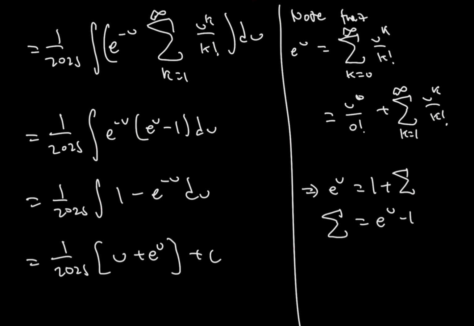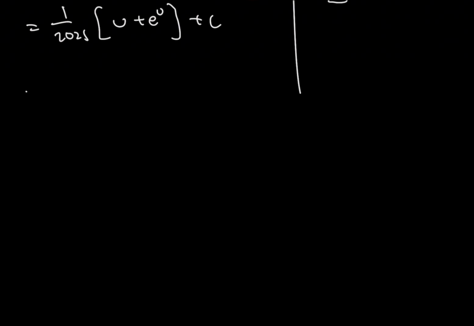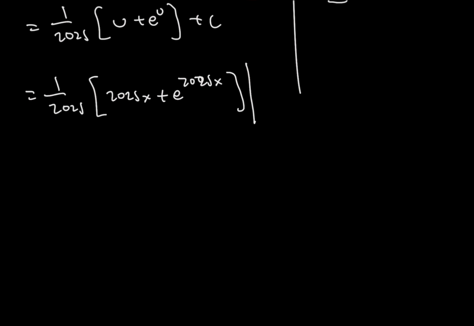Then from here we're pretty much done. Remember that u was equal to 2025x, so then our antiderivative is 1 over 2025 times 2025x plus e to the negative 2025x plus c. And then we're evaluating this from 0 to 1 over 2025, right? That's what the integration bee question asked for. So we can just ignore the c. And then we need to evaluate this from 0 to 1 over 2025.